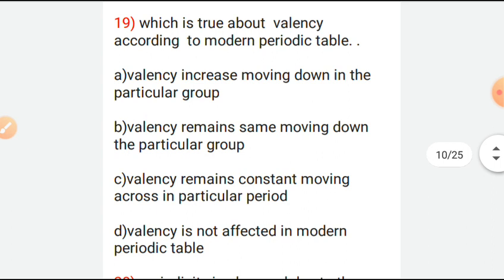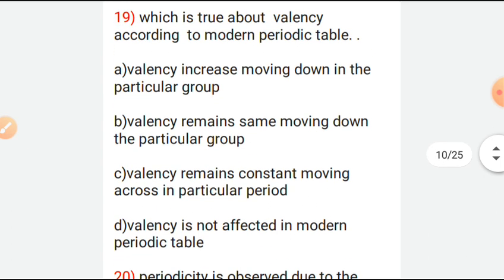Which is true about valency? Option A, valency increases moving down the particular group. Option B, valency remains the same moving down the particular group. Option C, valency remains constant moving across the particular period. And option D, valency is not affected in the modern periodic table. Which is true about valence electrons according to the modern periodic table? Valency increases moving down the group?